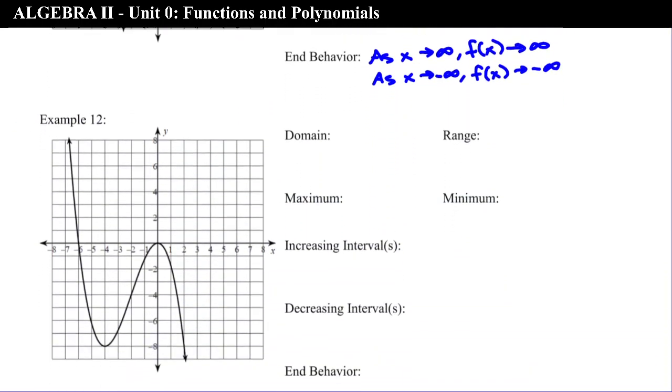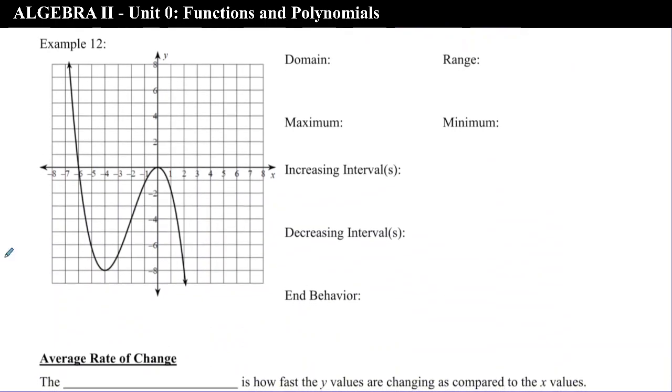Now let's go on down to one more example before we move on to a couple of other topics to wrap up this section. So, example number 12, we're asking for the domain and range at the beginning. Well, let's start on the left. We're coming from negative infinity in the x direction, and we're going to infinity in the x direction because we're going infinitely to the right. So our domain again is negative infinity to positive infinity, or all real numbers.